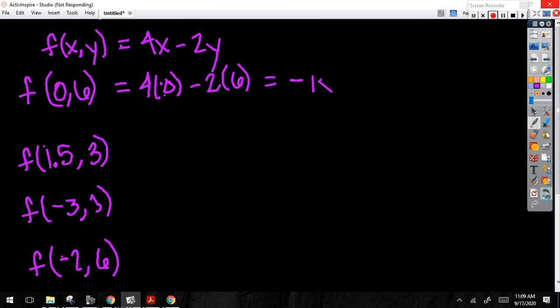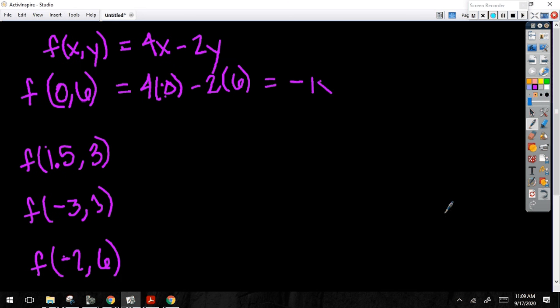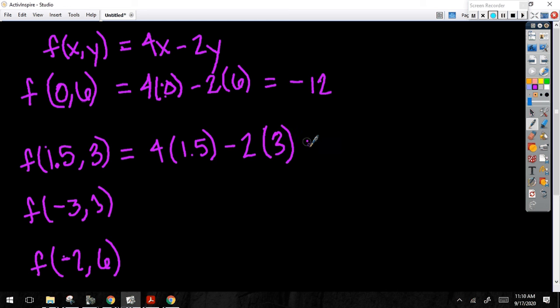All right, so once you find all these values, you find 0 is the maximum value, and it occurs at 1.5, 3. Oh, I'm echoing. Oh my gosh. Here's your min. Okay.